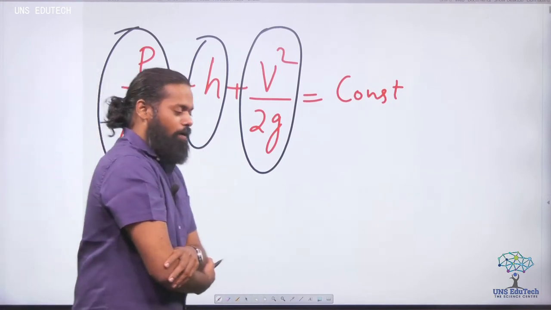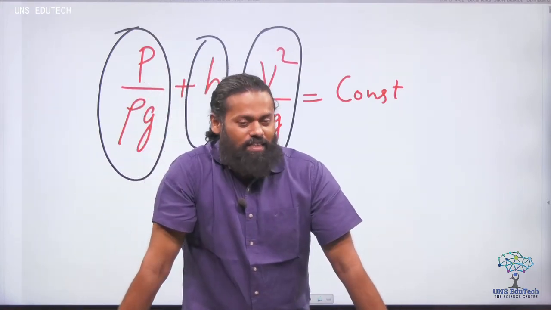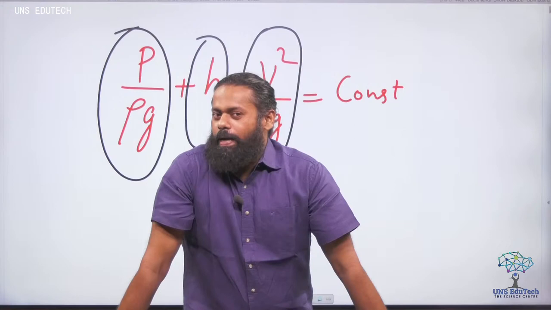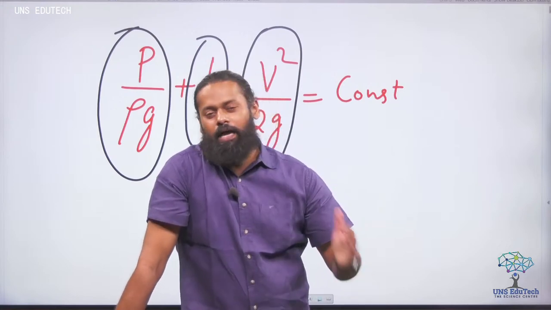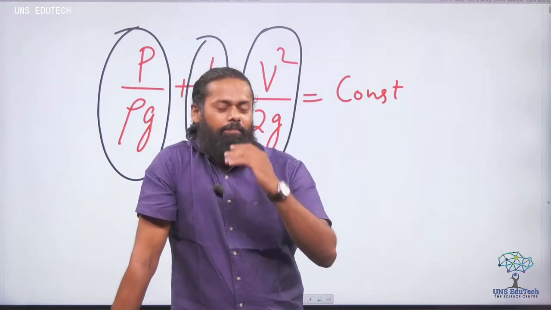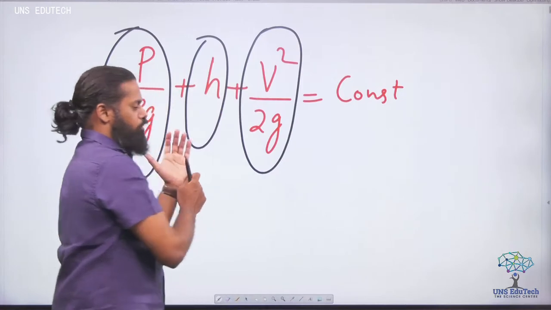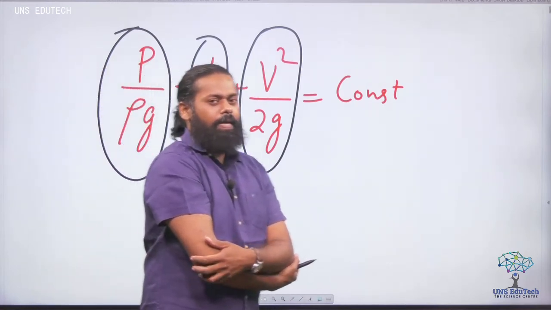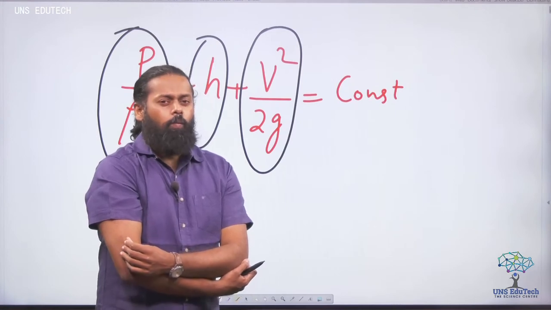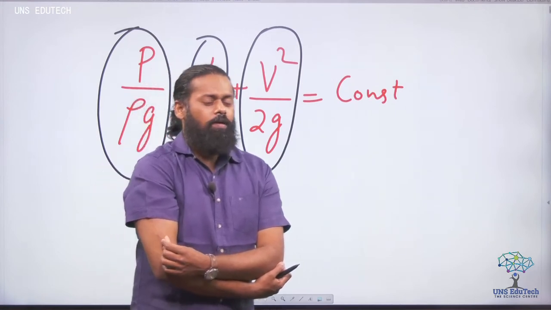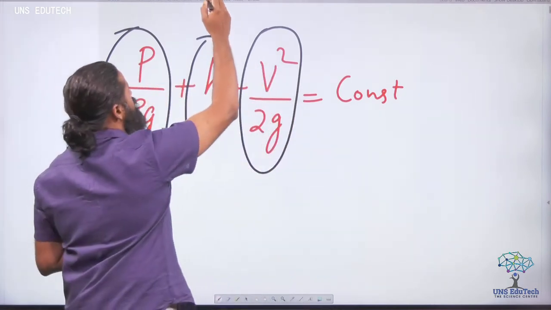I hope all of you understood. It was a little boring, I know, because so much math was involved. Anyway, we simply applied the work-energy principle to a fluid element under consideration, and we saw that the pressure energy per unit volume plus kinetic energy per unit volume plus gravitational energy per unit volume should be constant. Now, what is the importance of this? That is the most important point you have to understand now.